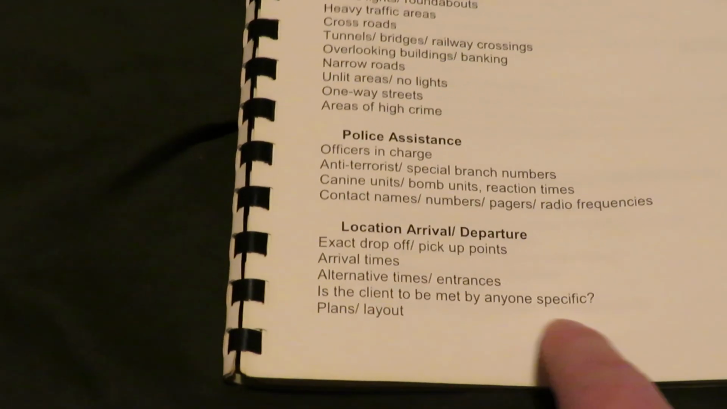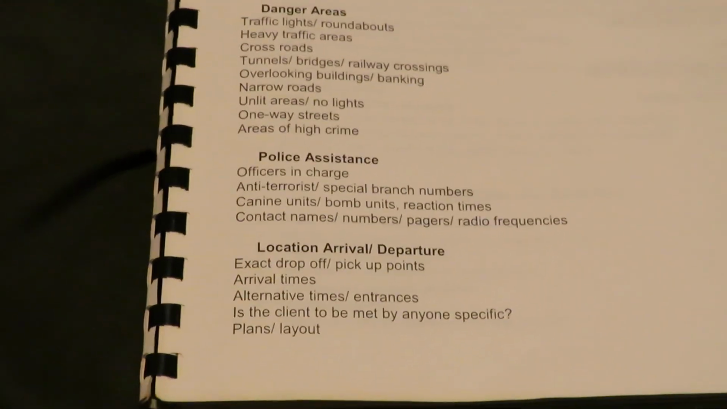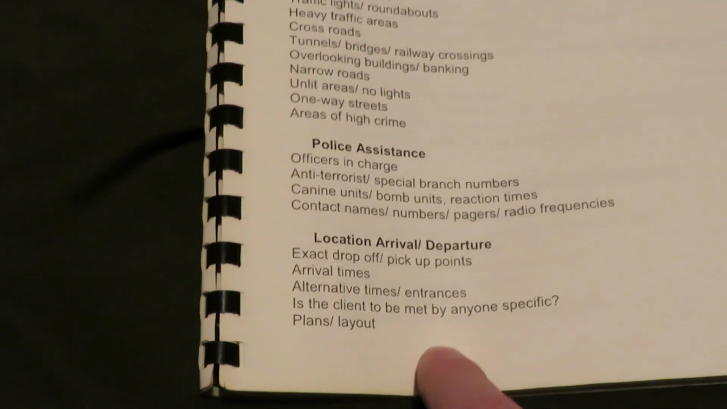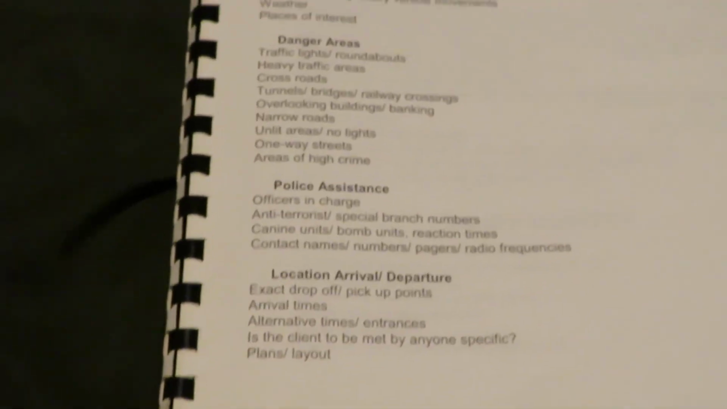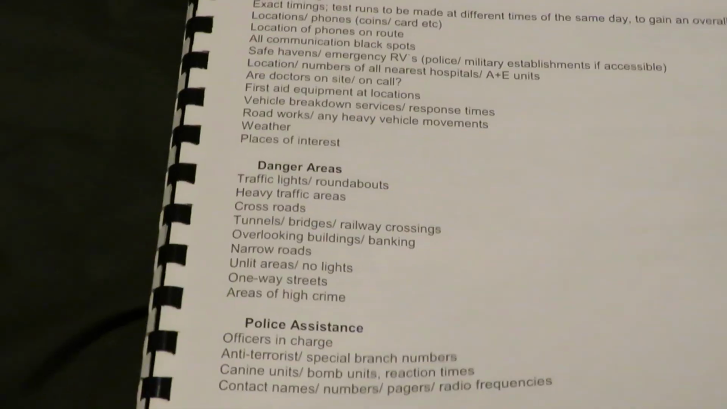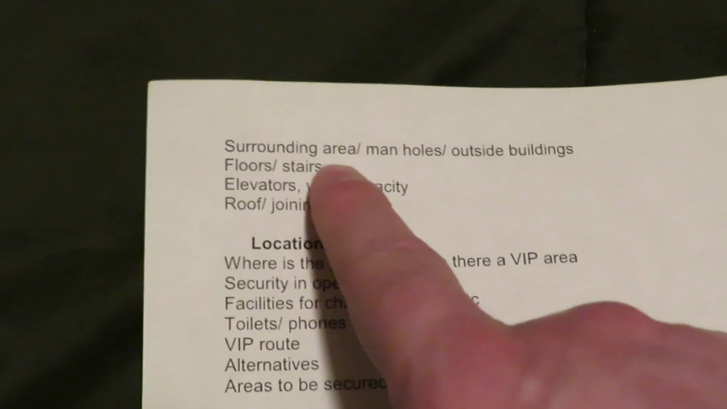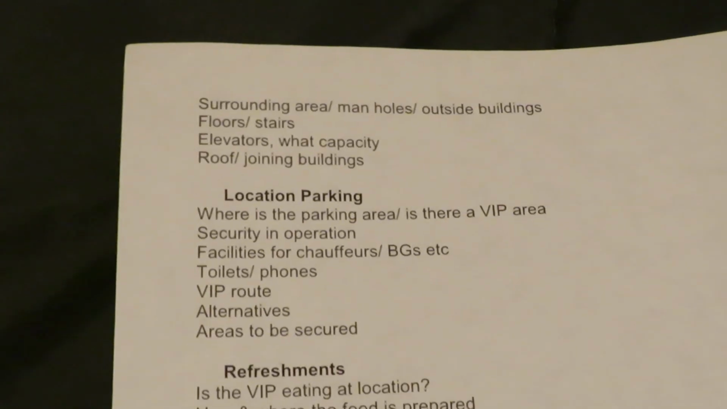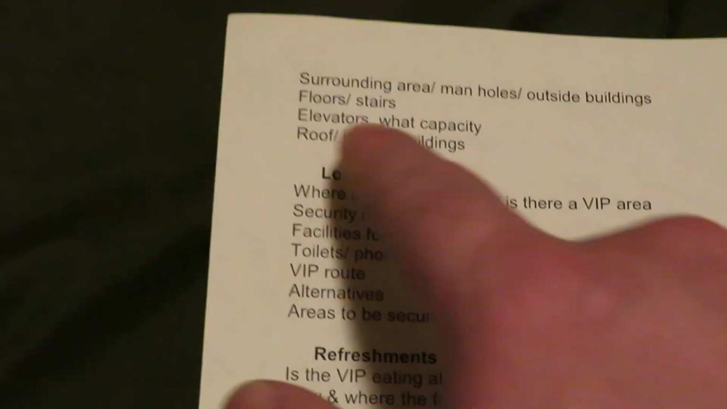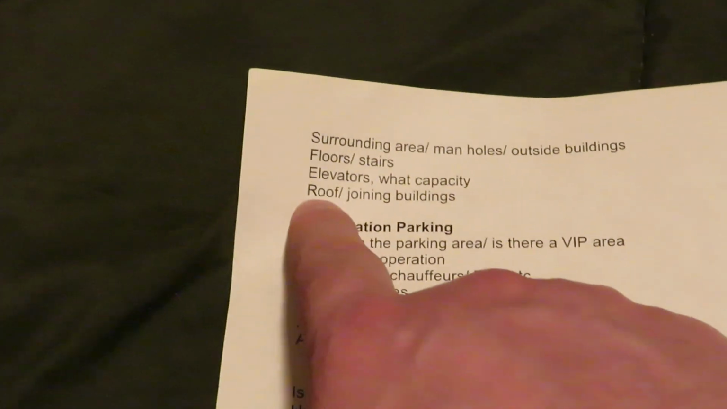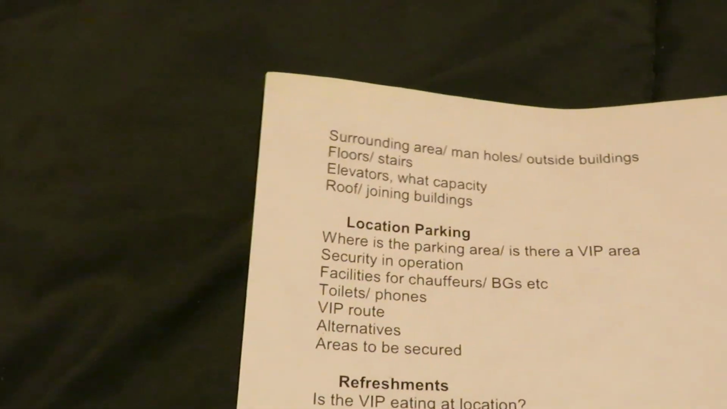Is the client to be met by anyone specific? And there are other sections talking about vetting those people as well. General plans and layout of said venues, sites, whatever. You should definitely know them pretty well. Surrounding area, manholes, outside buildings. So surrounding buildings, vantage points, threat areas, all those factors. How many floors, how many flights of stairs, how many elevators, what's the capacity, roof access, and any adjoining buildings.